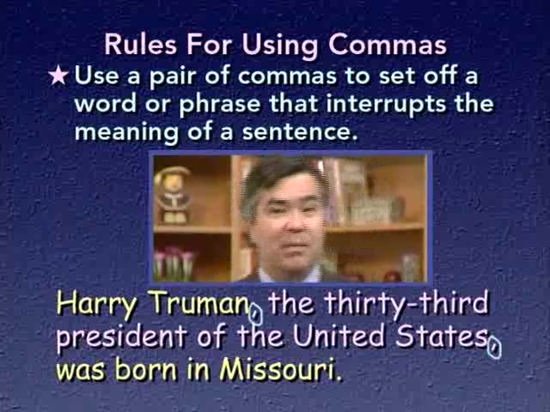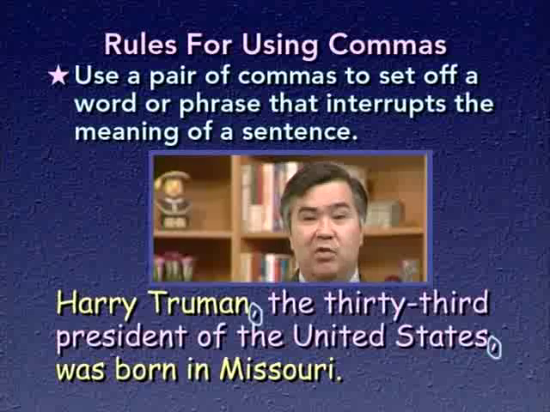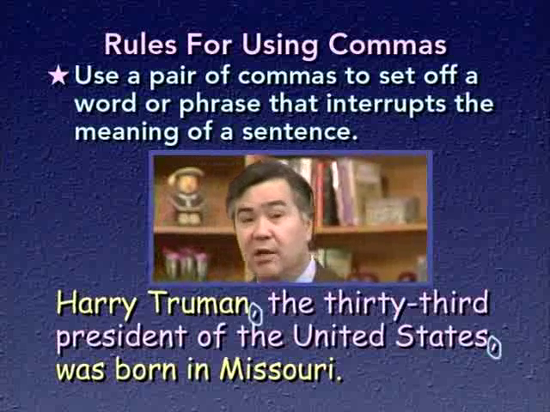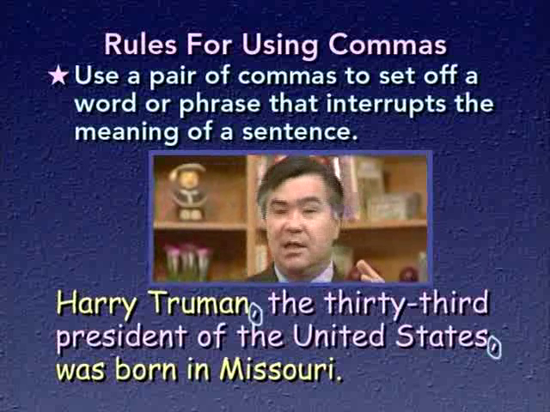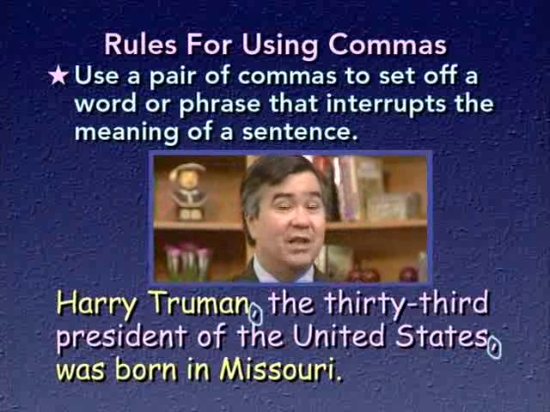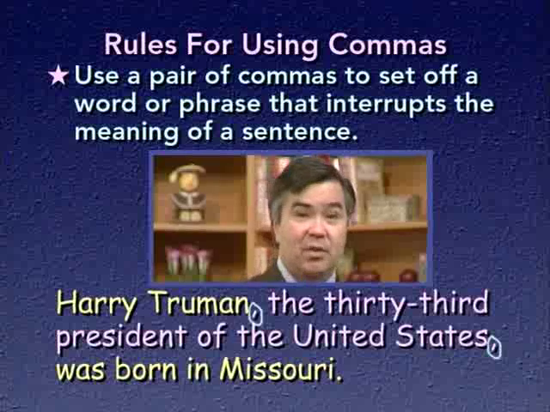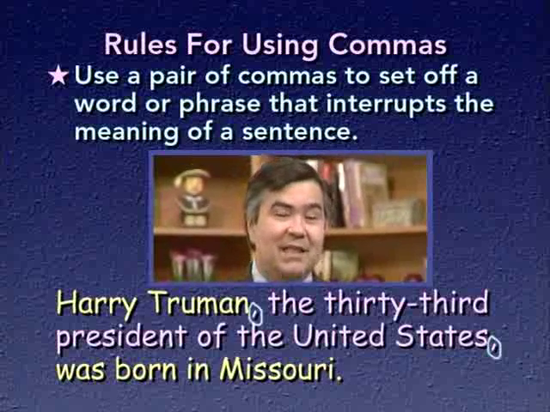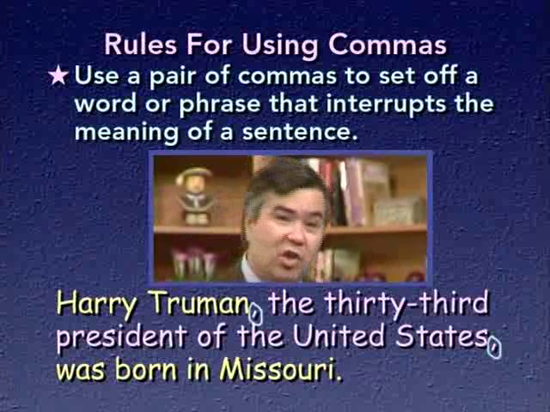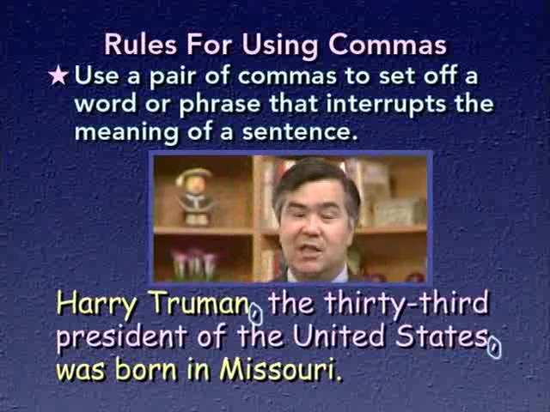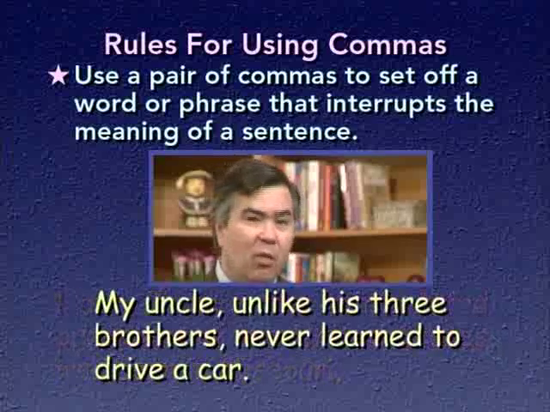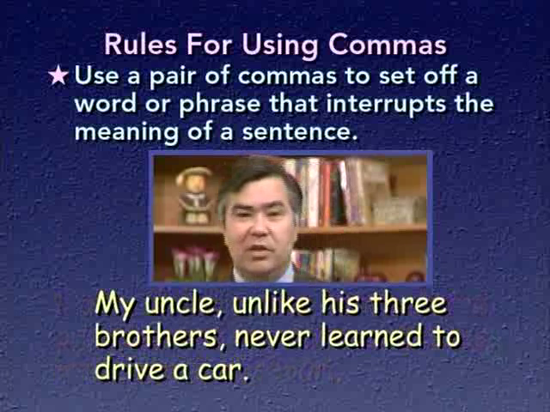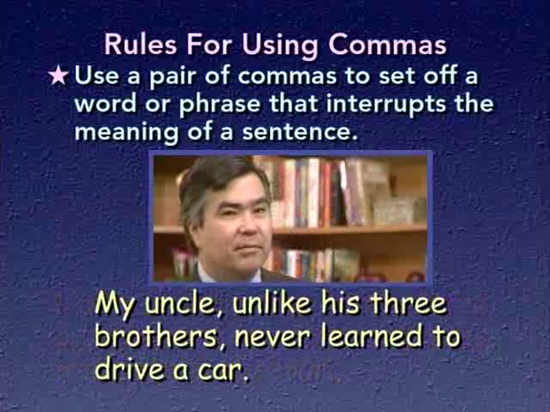Notice how the link between the subject of the sentence, Harry Truman, and the verb was becomes a little clearer when we pause to set off those words that interrupt the flow from the subject to the verb. So this is a classic example of a sentence that contains an interrupting phrase. It's good to set that off from the rest of the sentence with a pair of commas. One more example. My uncle, unlike his three brothers, never learned to drive a car.